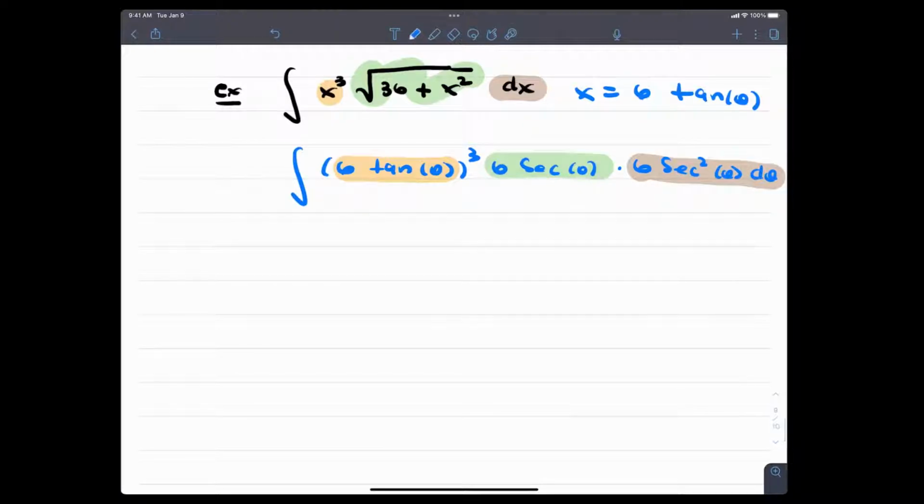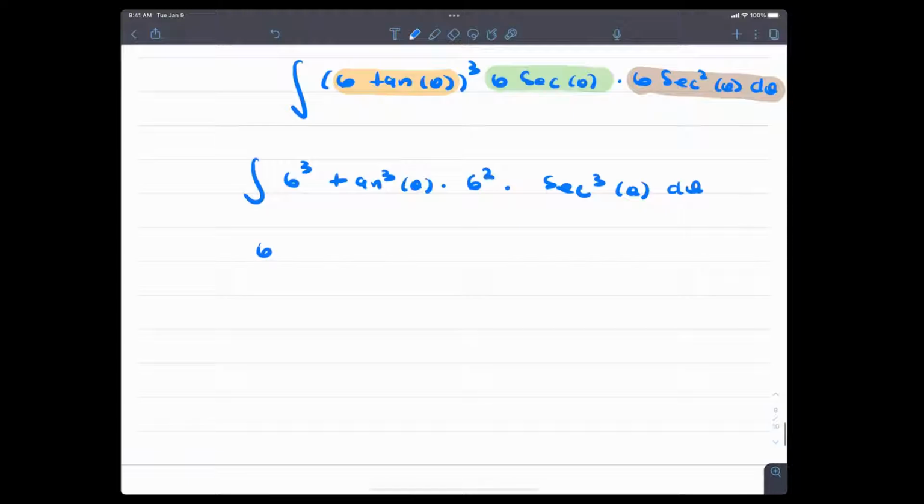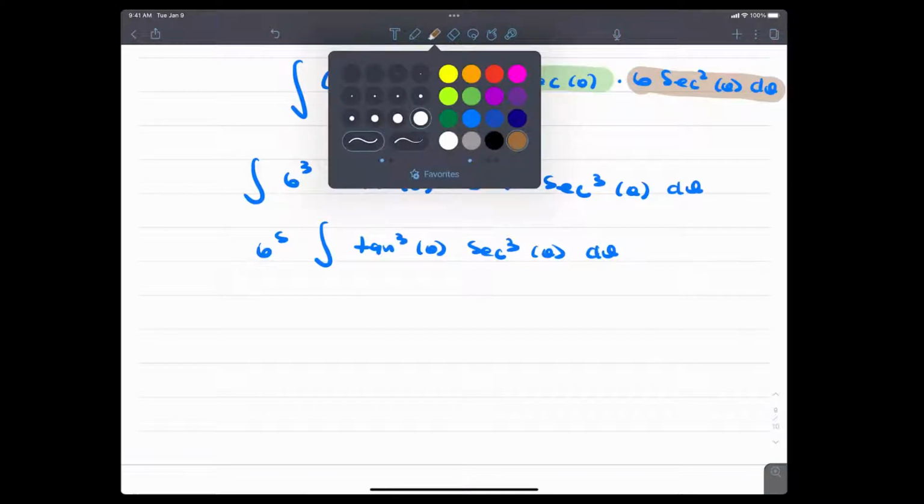And here's the deal. This becomes 6 cubed tangent cubed theta times 6 squared secant cubed theta d theta. Okay? So I'm going to pull out the constant 6 to the 5th, tangent cubed theta, secant cubed theta d theta. So I just pulled out the constants here.